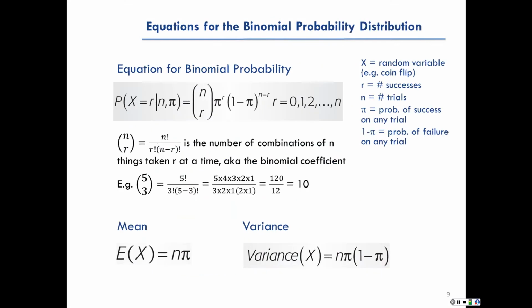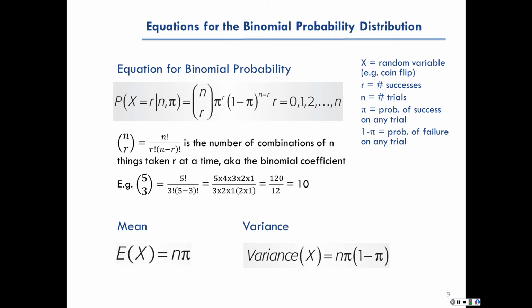Okay, so here are the equations for the binomial probability distribution. We're going to walk through this slowly. Again, if you look at the equation in a shade of gray there, on the left-hand side we're looking for the probability that X, being our random variable, for example the coin flip, equals r, which is the number of successes.